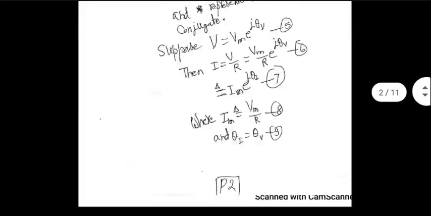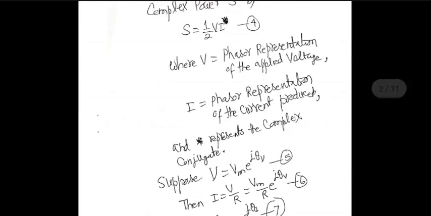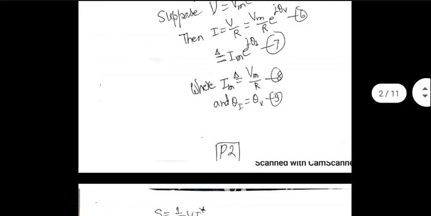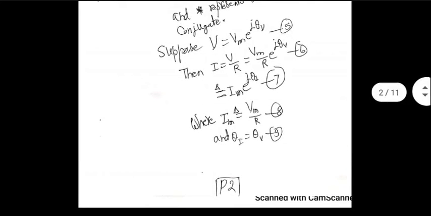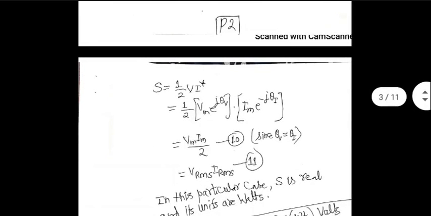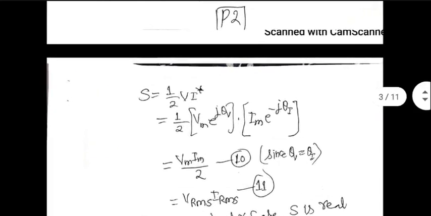In this case, if you calculate S, it will be half V into I complex conjugate. So half into Vm into e to the power j theta V into Im into e to the power minus j theta I. Because complex conjugate of Im e to the power j theta I is Im e to the power minus j theta I. Im is a real number, of course. This is how you will write complex power in this particular case.